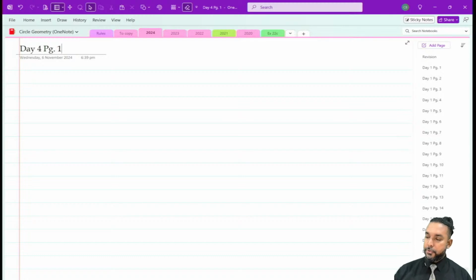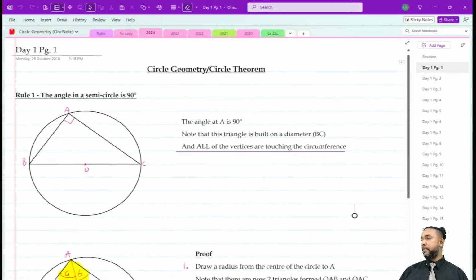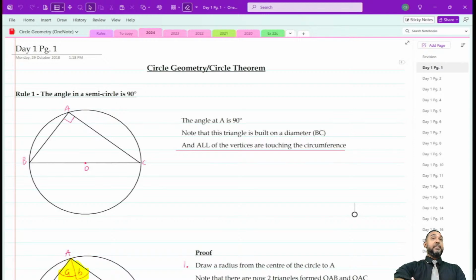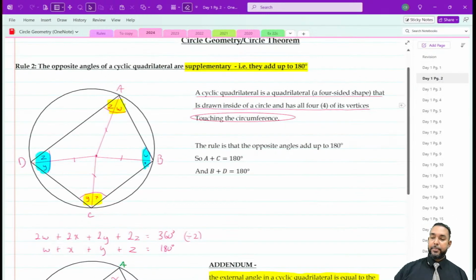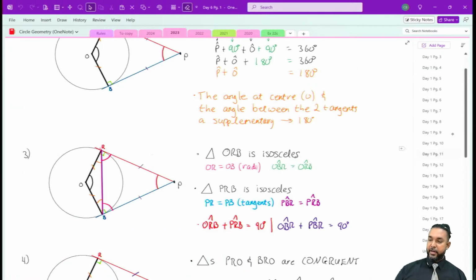All right, so folks, we started looking at circle geometry last week, Monday, and we said the topic is very, very visual based. You have to remember the rules, and the rules are based on diagrams, specifically diagrams with circles, hence the name of the topic, circle geometry or circle theorem. We had a couple, and we have a few more to add.